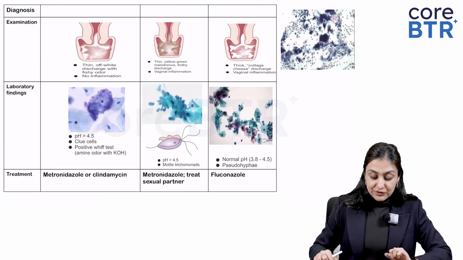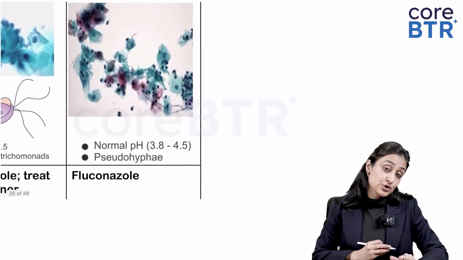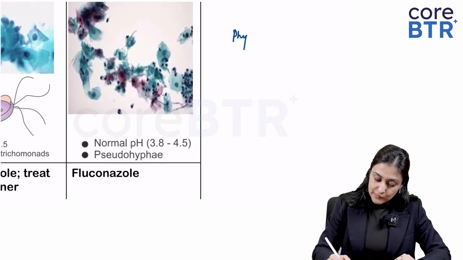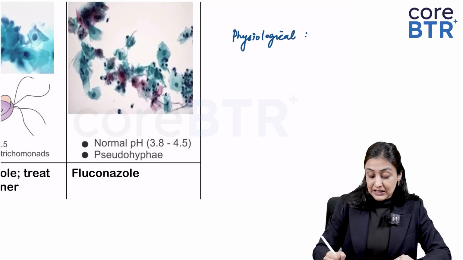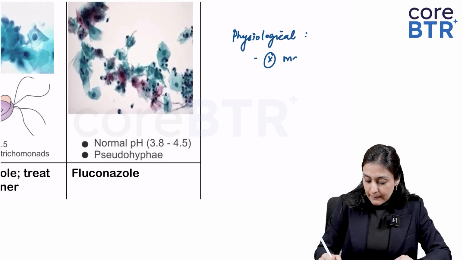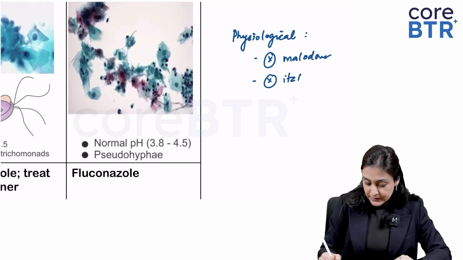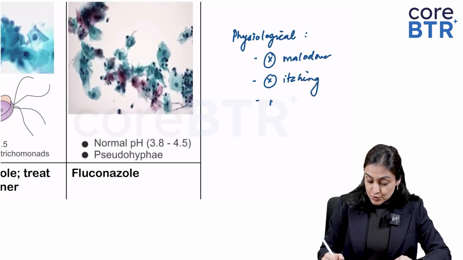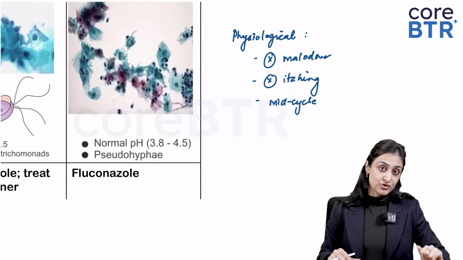So green vaginal discharge. First you need to understand the causes and only then can we make the kit. So before we talk about vaginitis, we need to rule out physiological discharge. When we talk about physiological vaginal discharge, the hallmark is there is no malodor, there is no itching, and this happens usually around mid-cycle during ovulation. So the hallmark is no malodor, no itching.